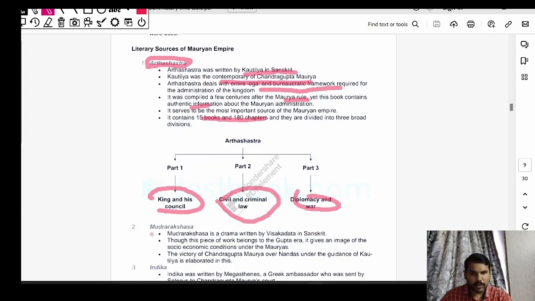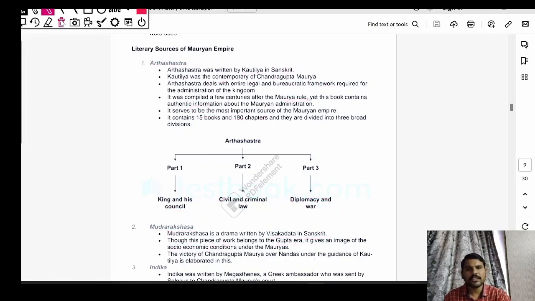And Mudra Rakshasa by Vishaka Datta. It's also in Sanskrit. It's very important. It belongs to the Gupta era. That means later on. And it gives an image of the socio-economic conditions, and the victory of Chandragupta Maurya over the Nandas is also elaborated in this. So Mudra Rakshasa by Vishaka Datta is also very important. You have to remember this.